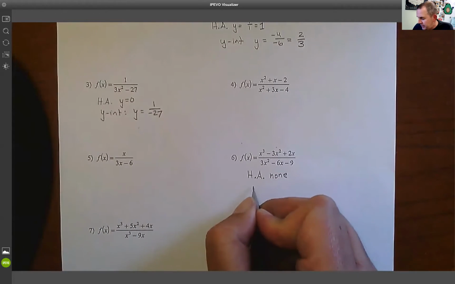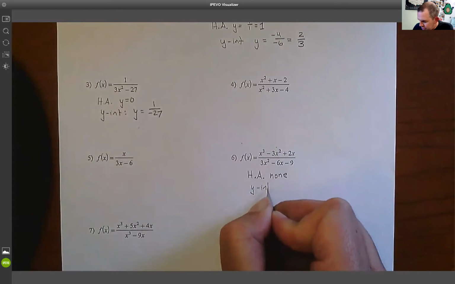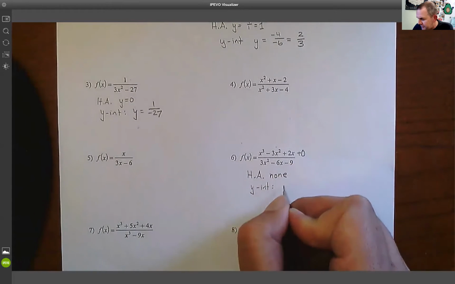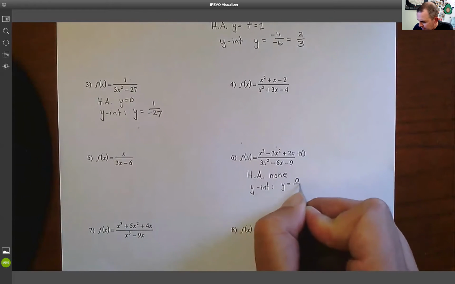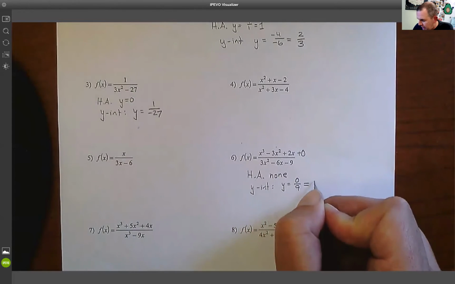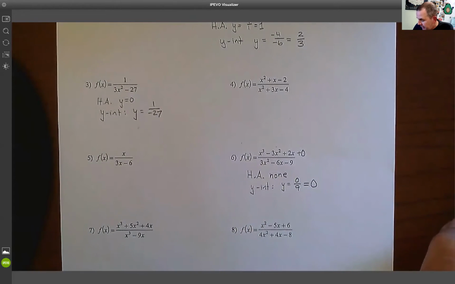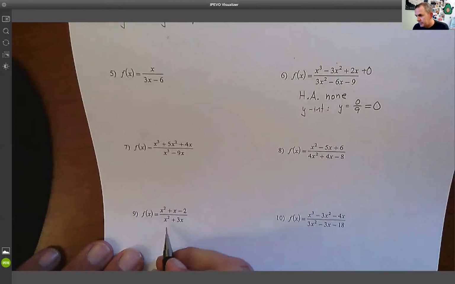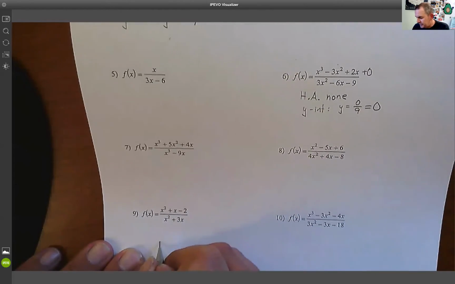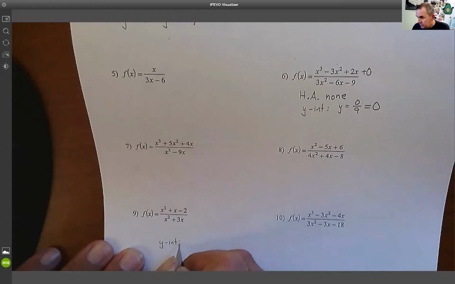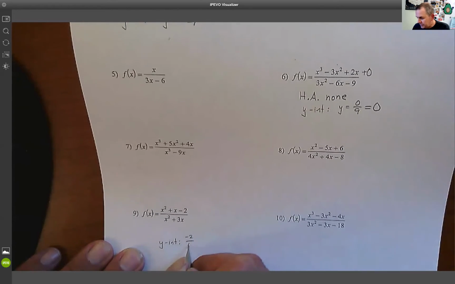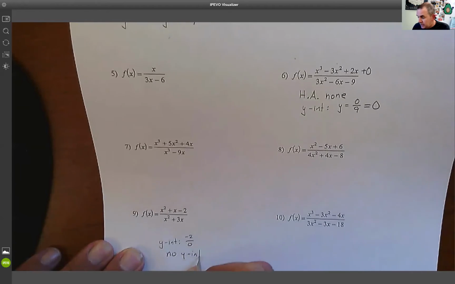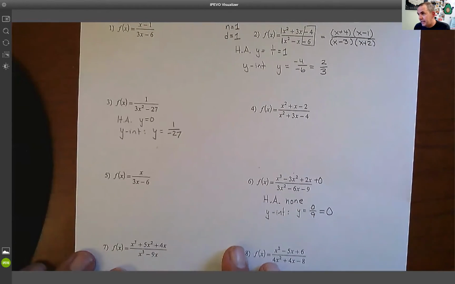And this is a good one for a Y-intercept. Notice I don't have a constant up top. It would technically be +0, so that would be 0 over 9, and that would give me a Y-intercept of 0. And in a case like this one down here, the Y-intercept would be -2 over 0, which is undefined. That tells me there's no Y-intercept. Okay, so that was what we talked about today.